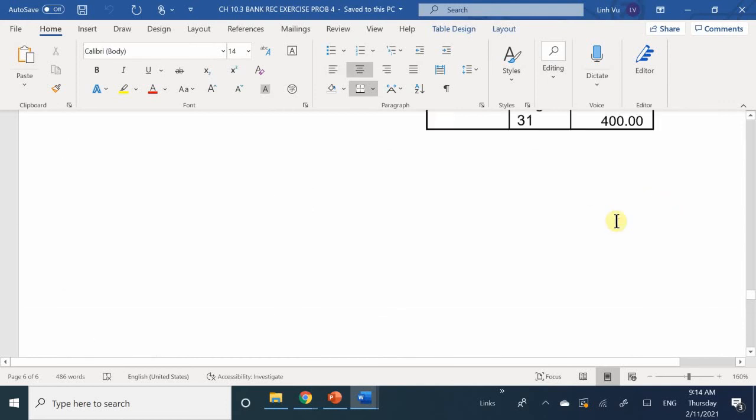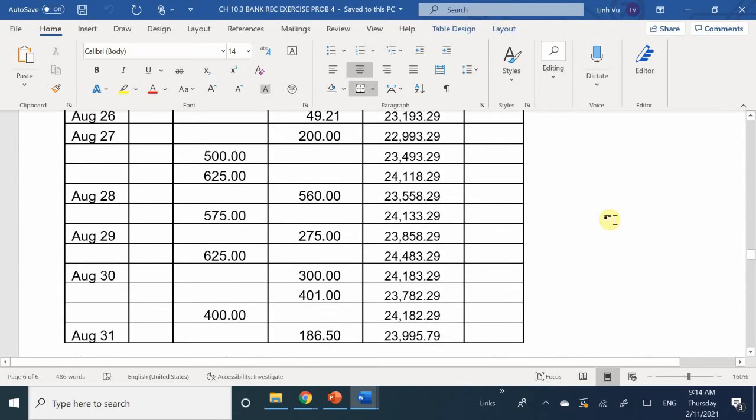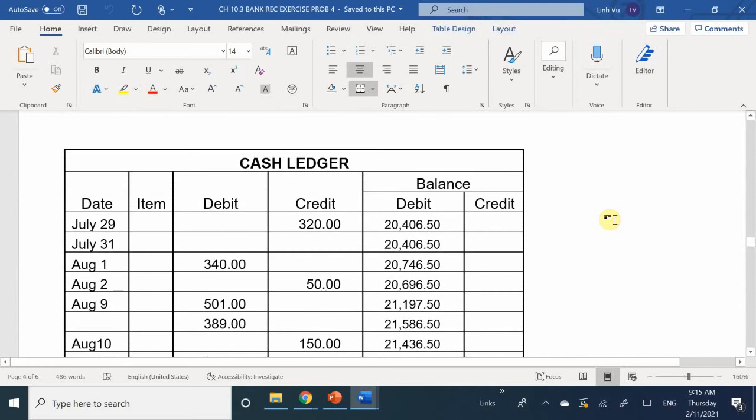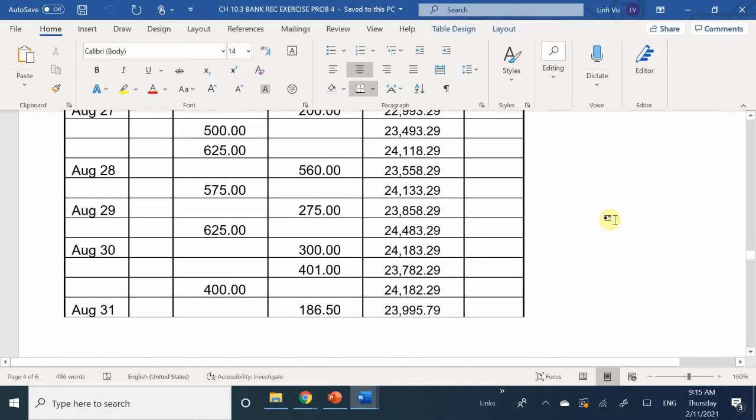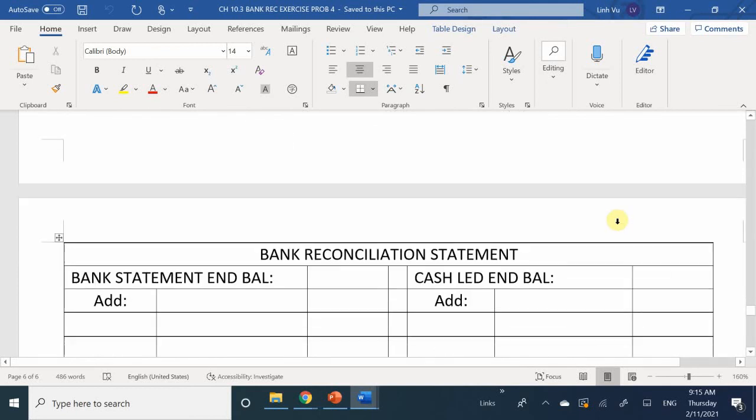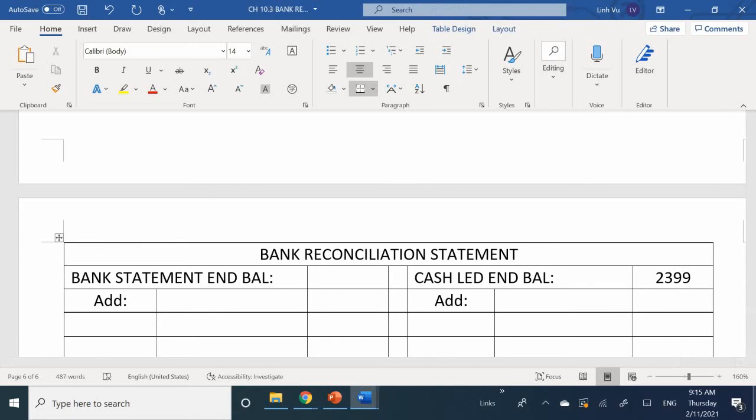Okay. So, let's take a look at our cash ledger. What is our ending balance in our cash ledger? 23,995.79. Okay, 995.79. Okay. What's the first thing I need to add?